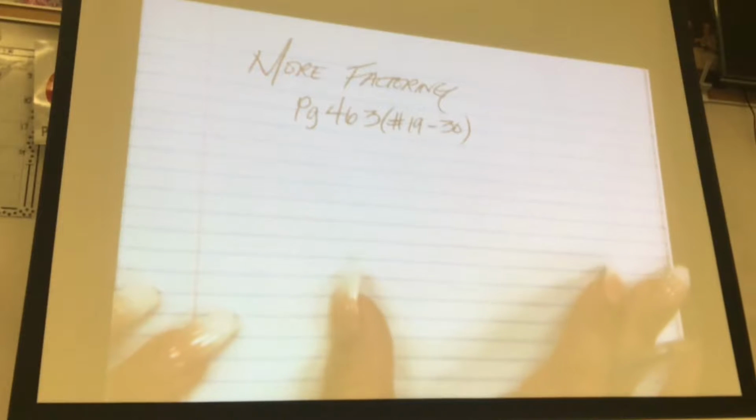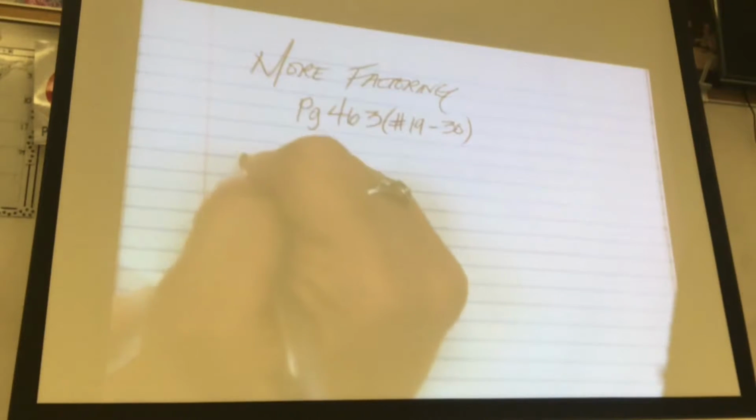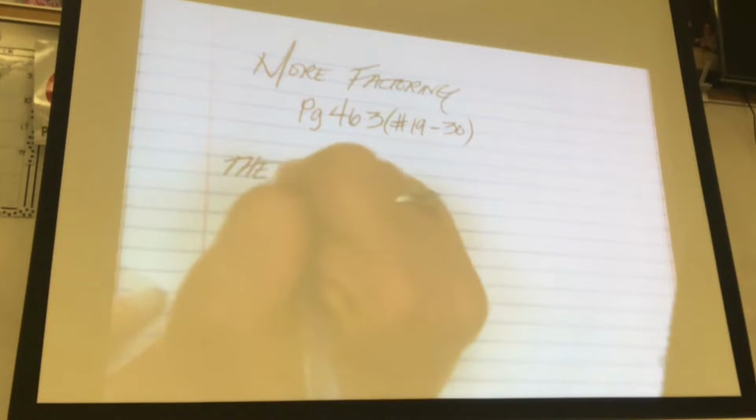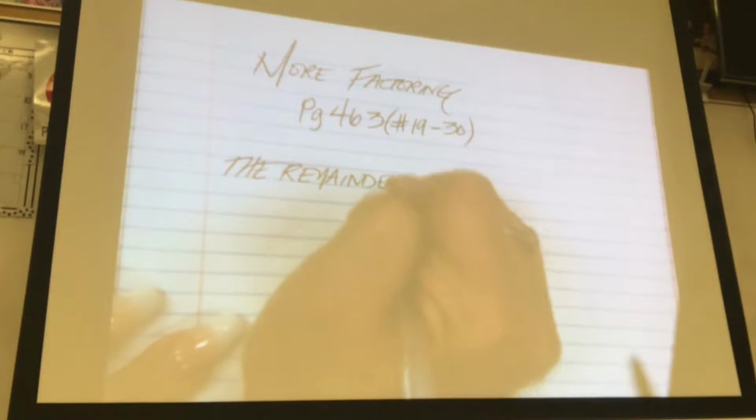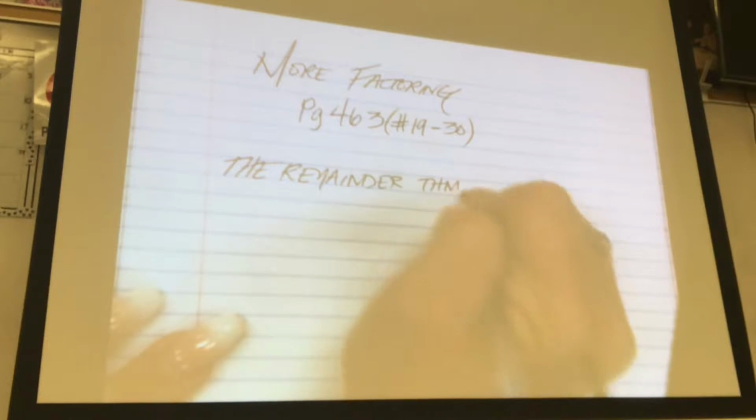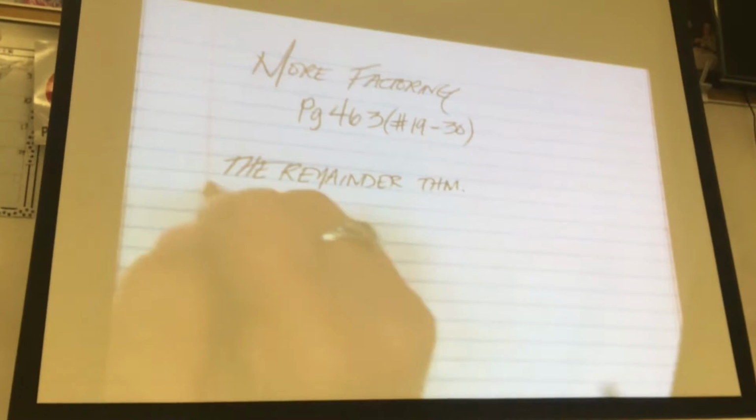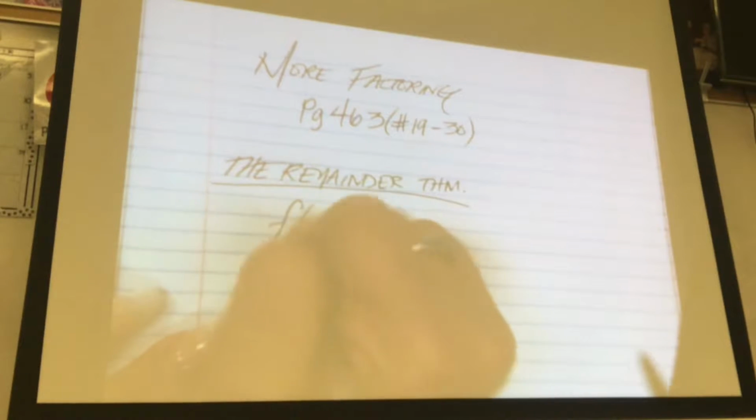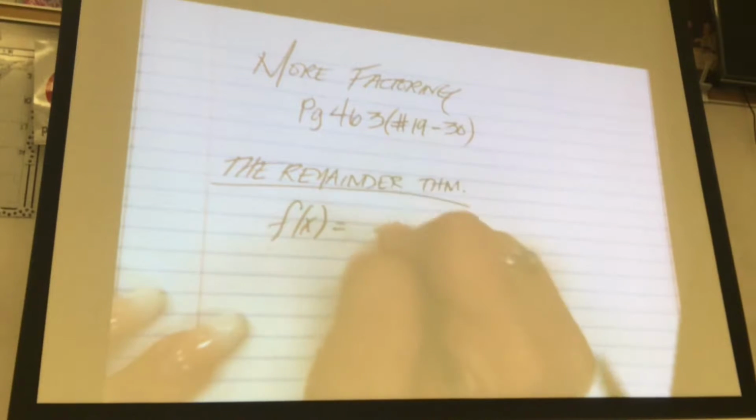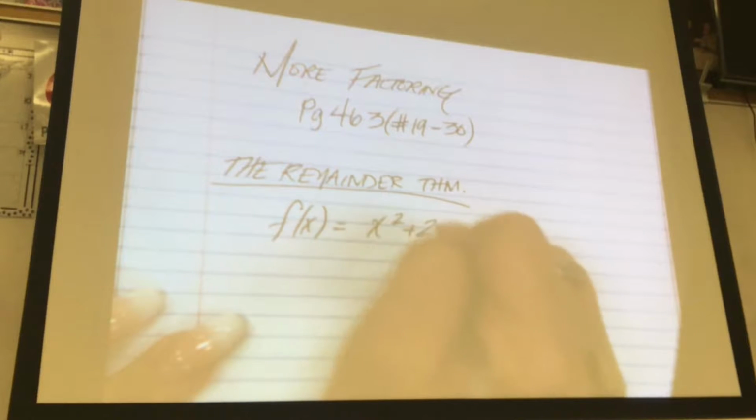All right. Well, the first thing that we need to go over is something called the remainder theorem. And a beautiful thing about the remainder theorem is that we can use synthetic division to find points on my polynomial. Let me show you what I mean. Let's say we have f of x is equal to x squared plus 2x plus 1. Let's do something real simple.